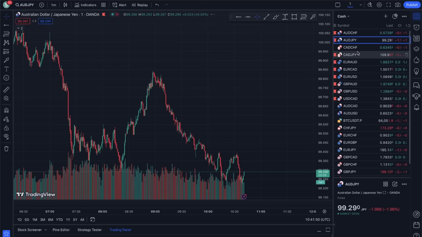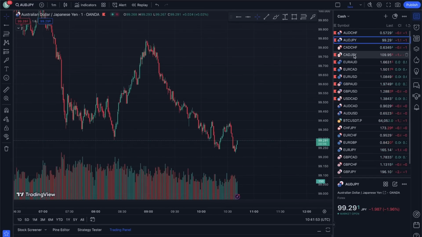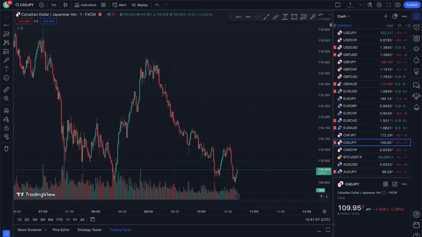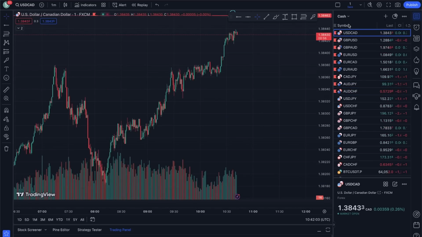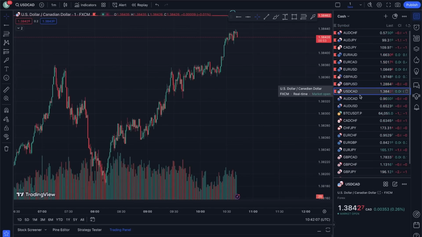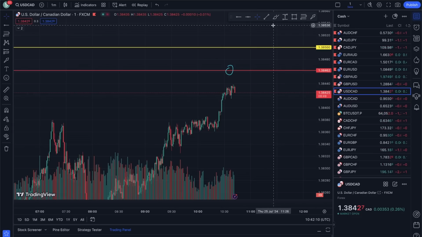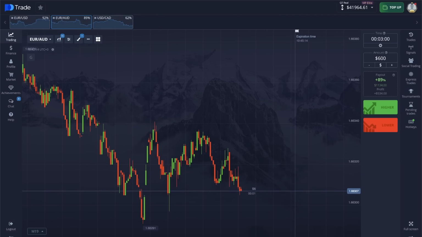The euro Swiss franc did not go up, but instead went down. Sorry, Australian dollar, Swiss franc, the euro is already stuck in my head. As you can see, we have many currency pairs, but there is nothing to trade on. We always need to wait for a good trading situation.